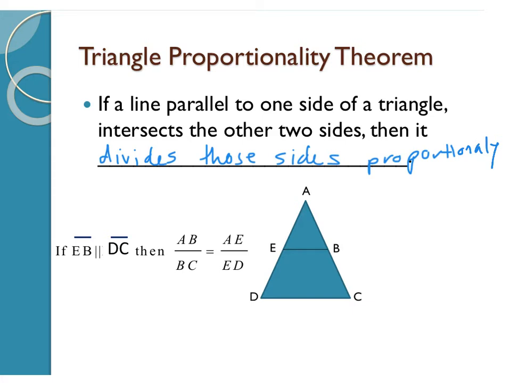So if EB is parallel to DC, then this part of the triangle AB over BC is equal to the left side AE over DE. So the parallel line that goes through the triangle divides the sides proportionally.